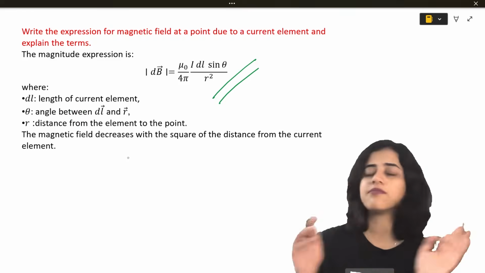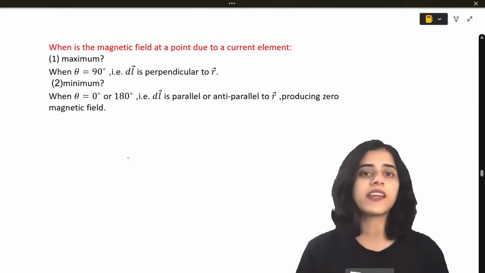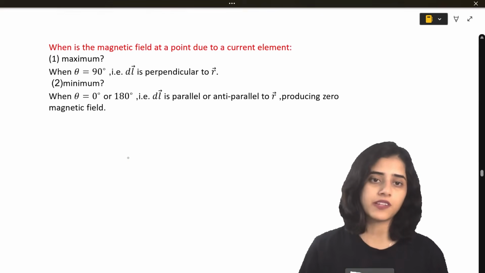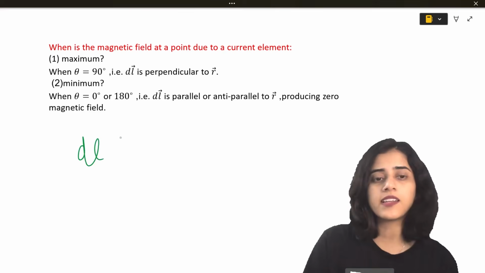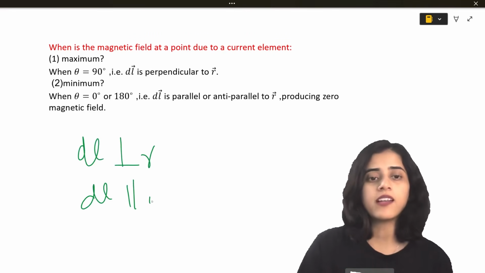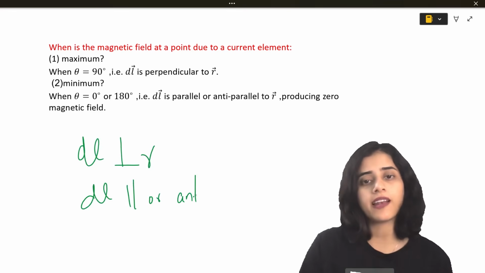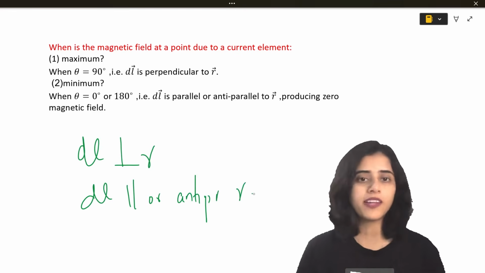What is the maximum field at a point due to a current element? So maximum is when theta is 90 degrees, so basically dl should be perpendicular to r. If dl is parallel or anti-parallel to r, it will produce a zero magnetic field.